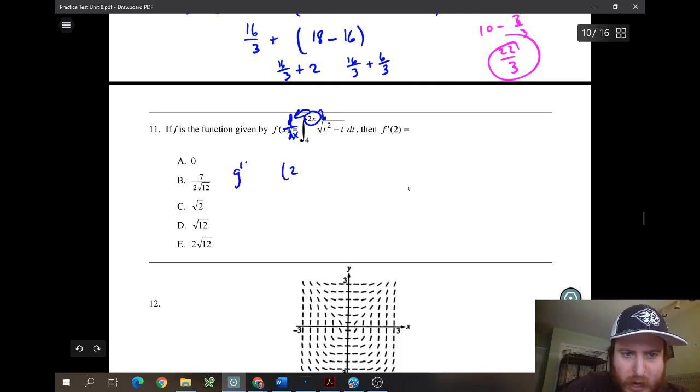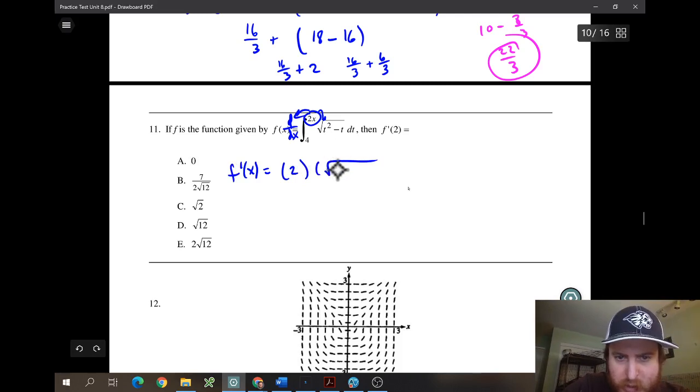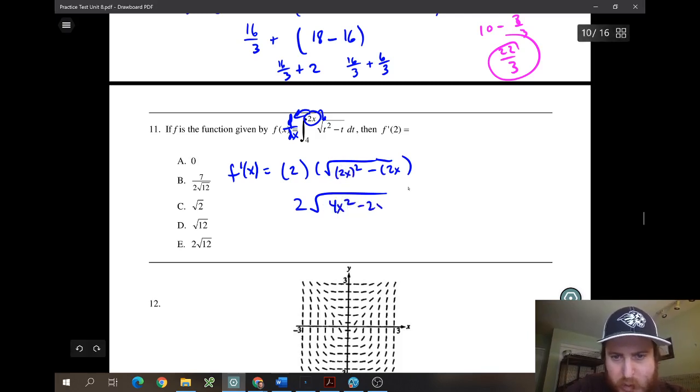This is going to be g prime of x equals, or f prime of x, equals 2 times the square root of... now when we plug in 2x here, we need to make sure that we do 2x squared, all of it, minus 2x. So we've got to be careful, because the squared is going to go to the 2 and the x and become 4x squared minus 2x.